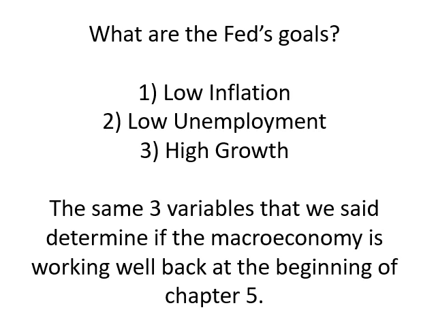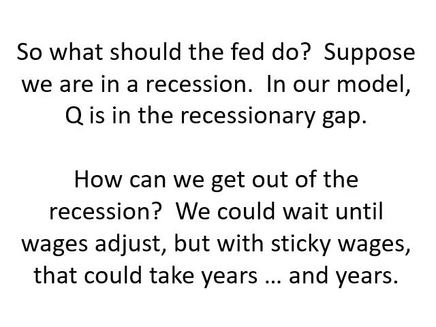And this is not new. These are the same three variables that we saw way back when we started getting into macroeconomics of how do you judge if the macroeconomy is working well? And the answer is when you have these three things, the macroeconomy is working well. If one of them's out of whack, it's working badly. And if two or three are out of whack, it's working horribly. So basically, this is saying the Fed's goals are to have a well-working macroeconomy.